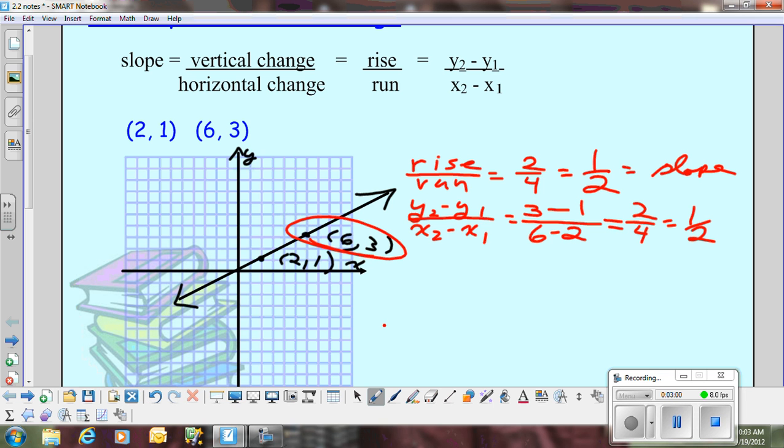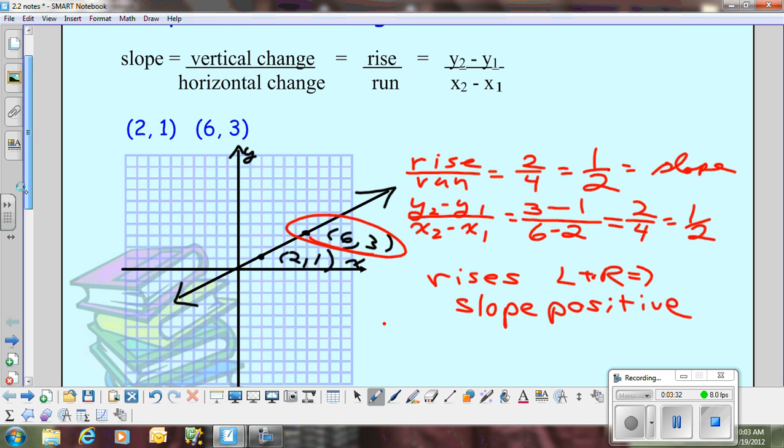Now, that's a positive number. If the line rises from left to right, then that means my slope is always positive. One of the things you're going to do in your assignment today: find your slope, simplify that number, and then tell me, is it rising or falling?